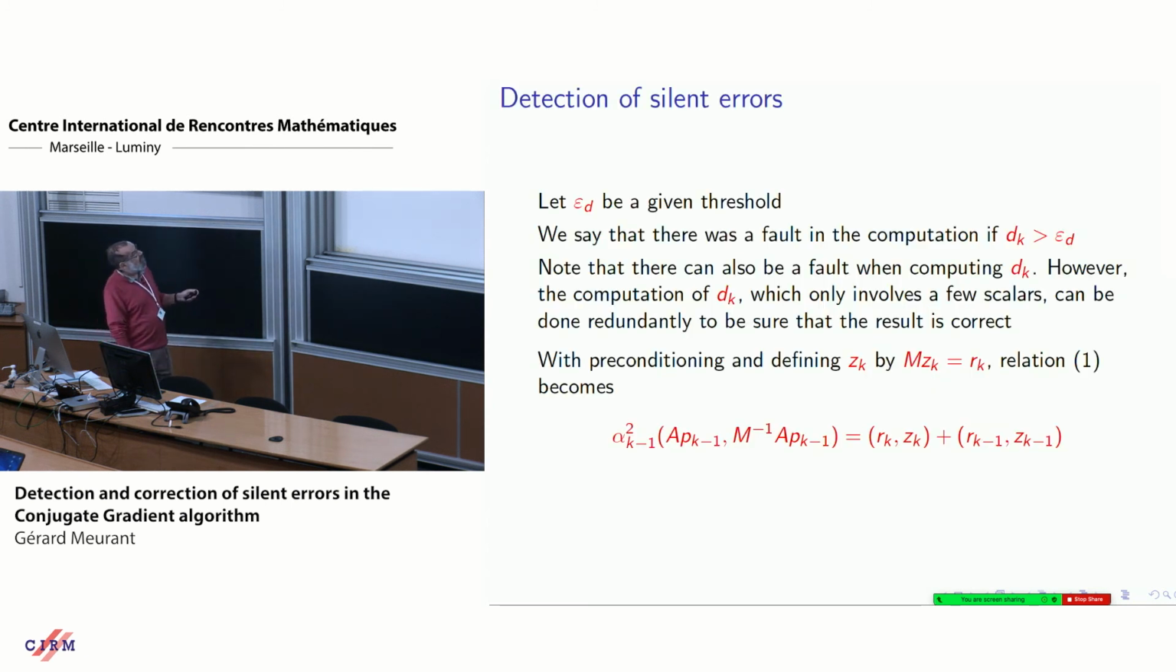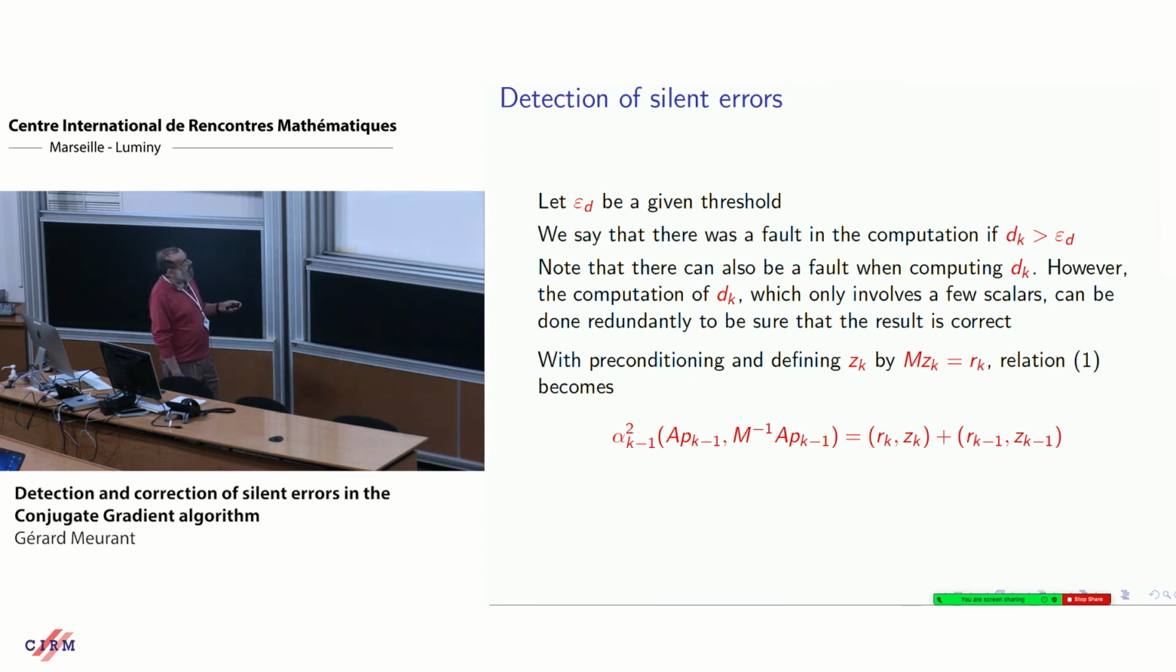Okay, so how do we detect that? Let's say that we have a given threshold. Then we say that we have a fault at iteration k if this decay is larger than this threshold. And of course, the problem is to choose the threshold. Well, people could say that, okay, you can also have a fault when you are computing decay, right? Eventually. But this computation of decay, in fact, just involves a few scalars and very few operations, so you can do that redundantly 2 times or 3 times and compare the results. That's not a big issue.